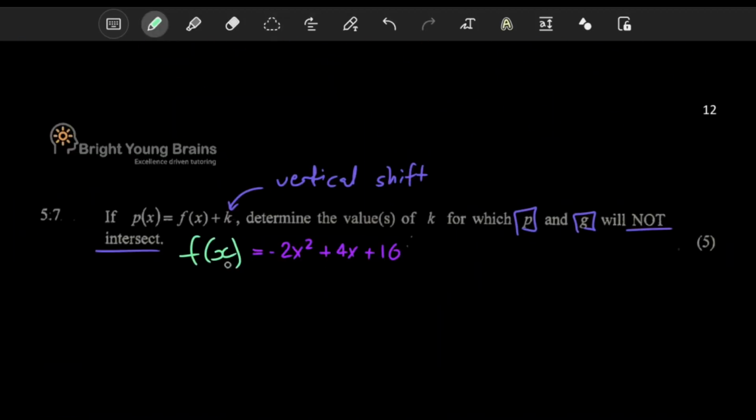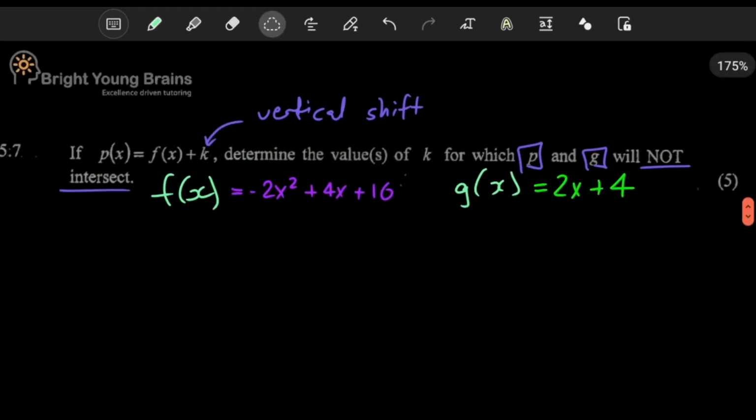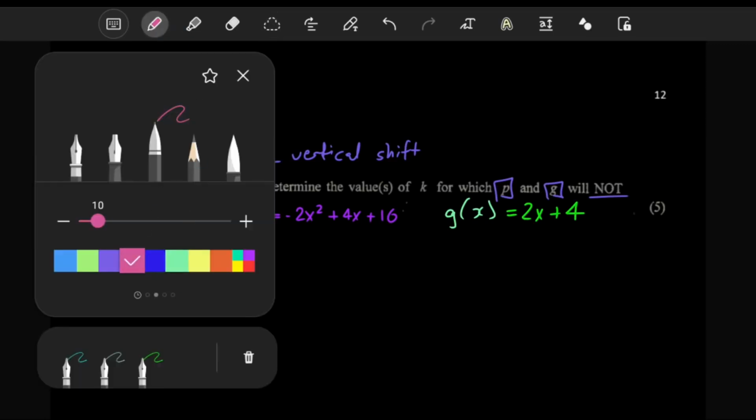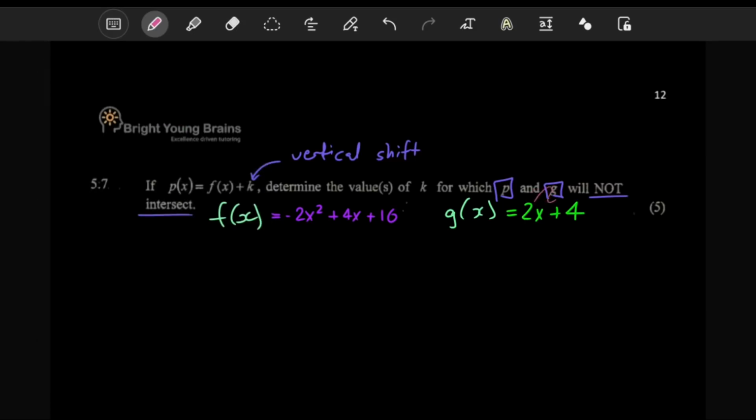You take your equation of f, and then you take your equation of g, and then you need to think to yourself, okay, fine, we have f, we have g. What are they saying here? They said if p of x is equal to this, determine the values of k for which p and g will not intersect. So we're basically dealing with where p and g will not meet.